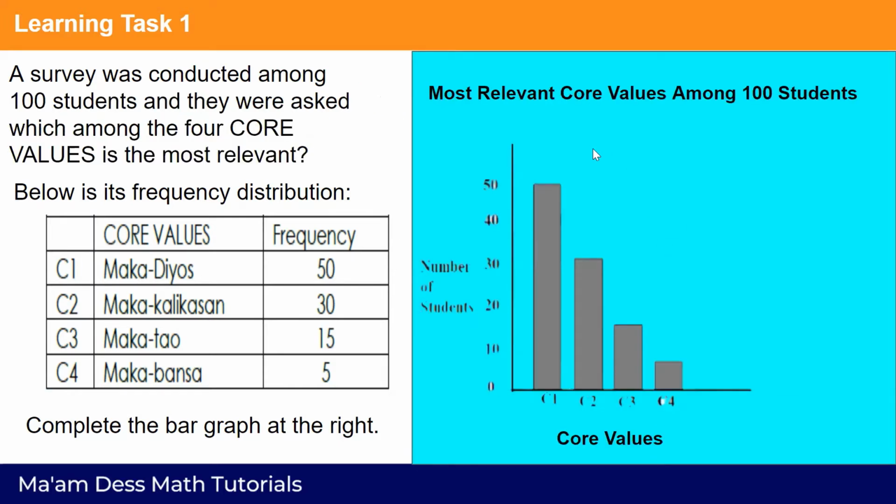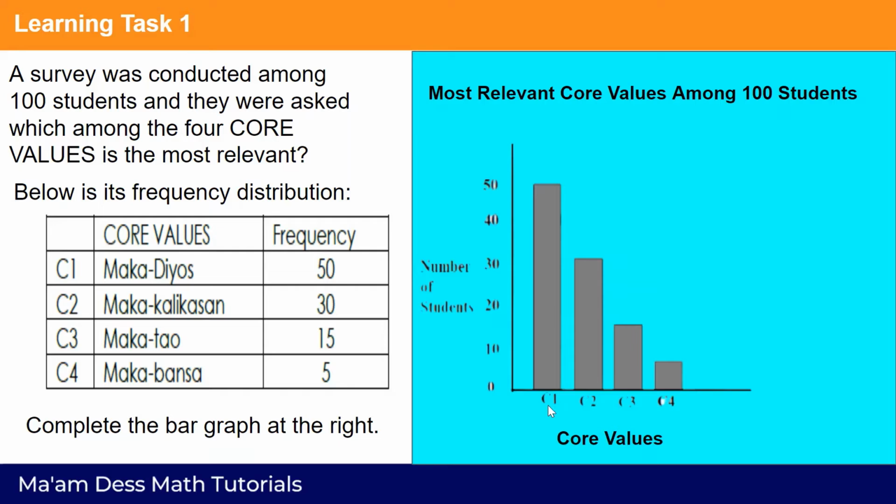Now, here is the finished answer. Most relevant core values among 100 students, this is the title. On the left side of your graph, we have number of students. In the horizontal axis, we have core values. Again, in the vertical axis, we have number of students, and in the horizontal axis, we have core values.